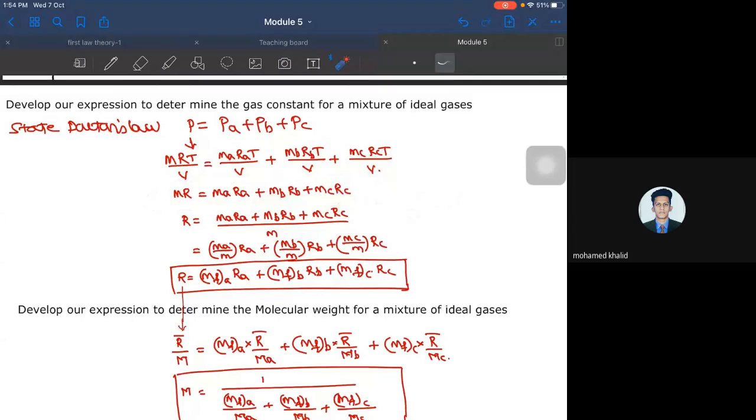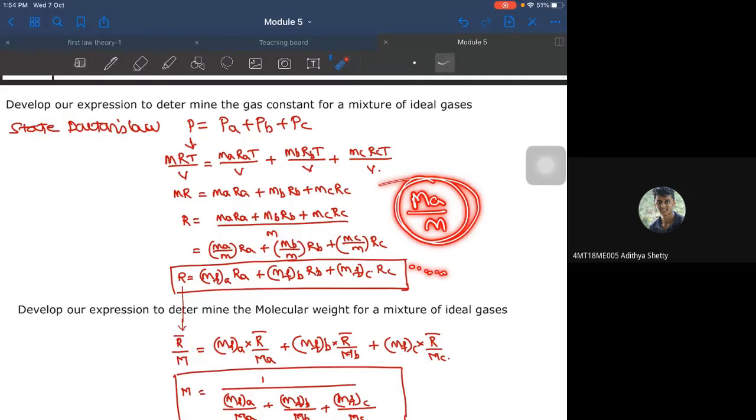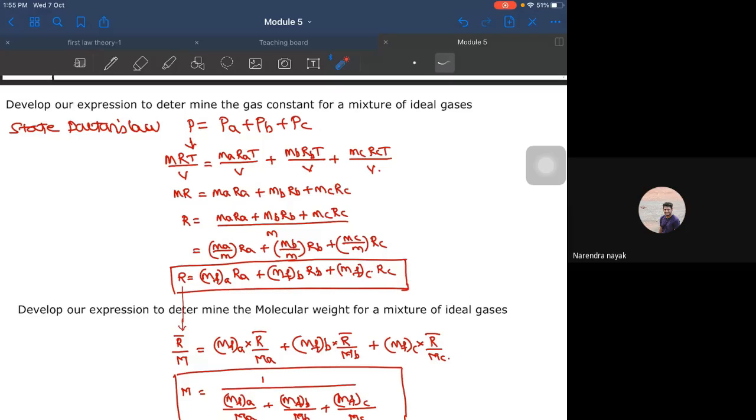Now, if I transfer this M to the either side, it will come in the denominator like this. Now, what is MA divided by M? What is this? That is the mass fraction. Whether I am discussing N or I am discussing M, mass fraction. So the mass of individual constituents divided by mass of the mixture is nothing but the mass fraction of that particular constituent A.